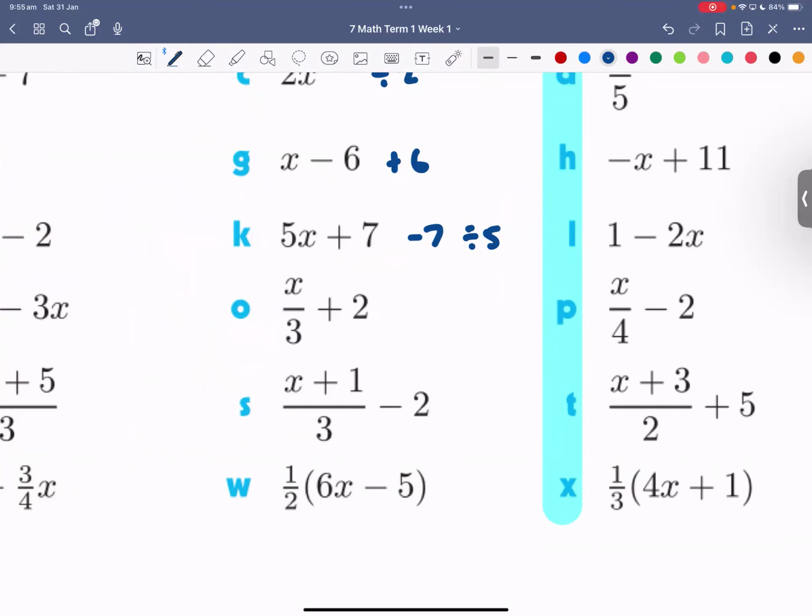All right, what about the next one? Get rid of the plus 2 first. How do you get rid of the plus 2? Minus 2. How do I get rid of the divide by 3? Times 3. All right, easy.